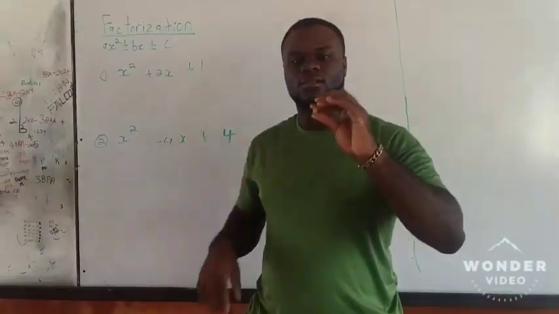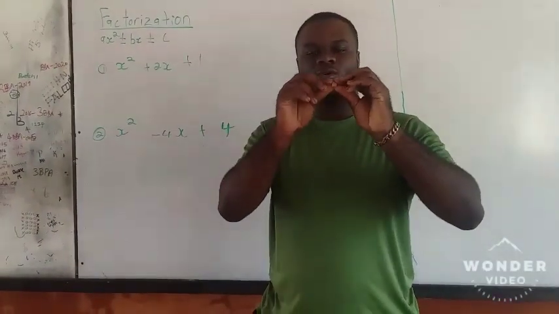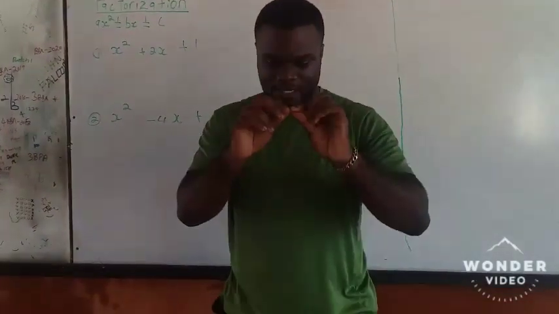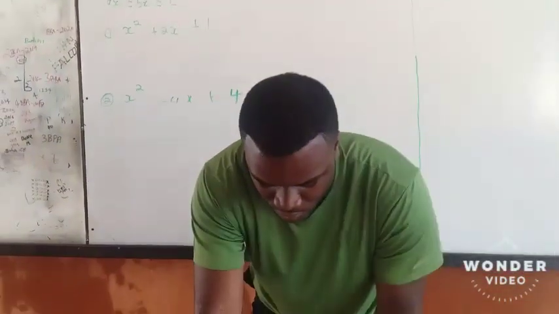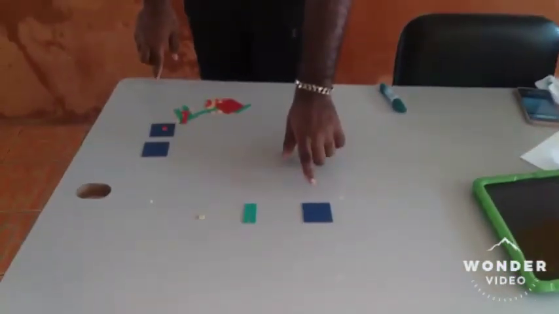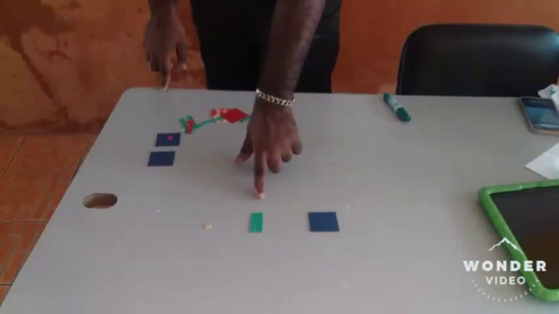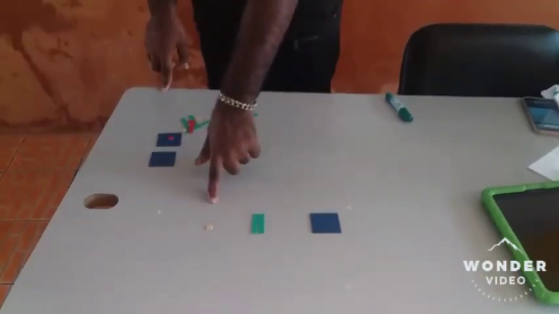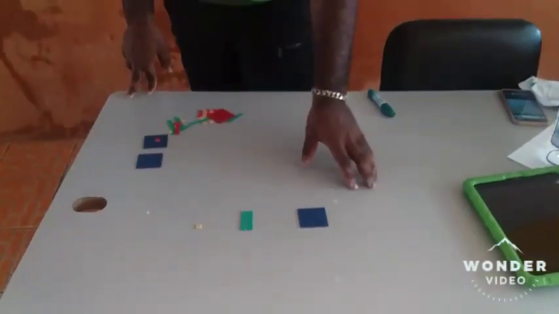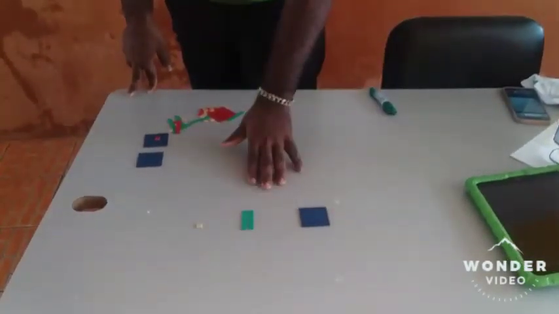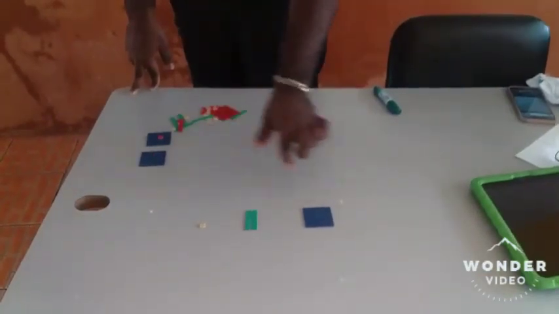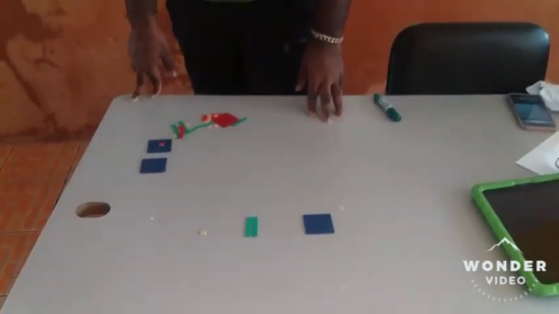And I need a symbol, so this symbol represents 1. And since it's positive, I will use my white. So here I have x squared plus 2x plus 1. Doing this, we get our students to be able to model our quadratic equation.